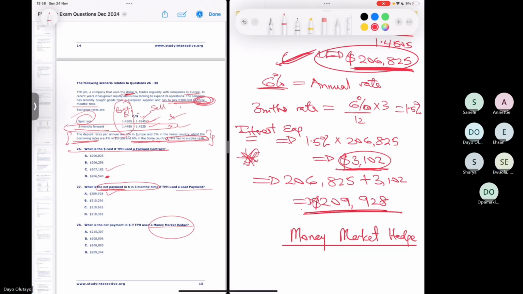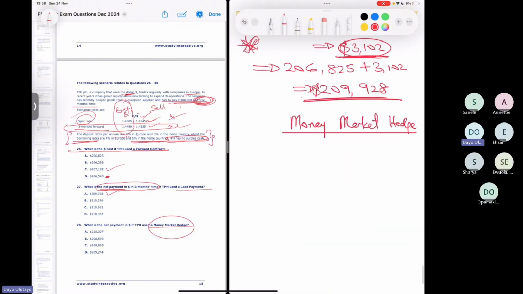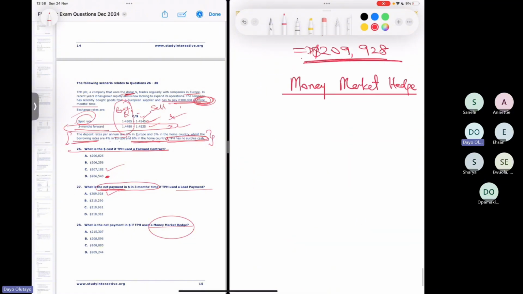Welcome. Okay, now lastly, on money market hedge. This one is the most difficult amongst all of them. But if you pay attention to it, it will make sense because I'm going to simplify it to you. And I'll give you the process that you need to be using. Use it to practice and you'll be fine.